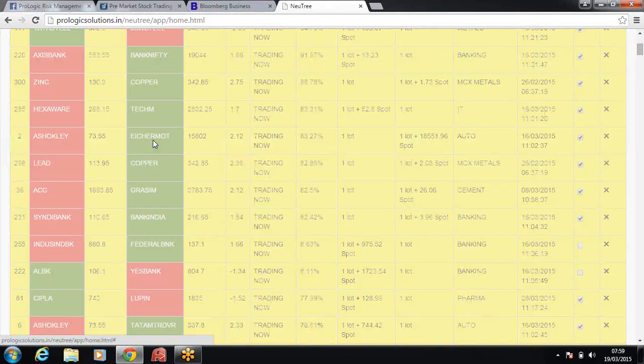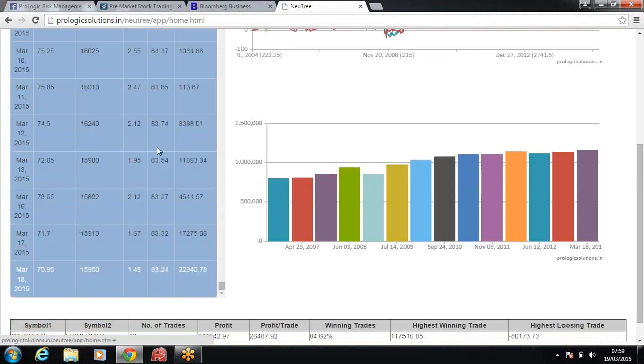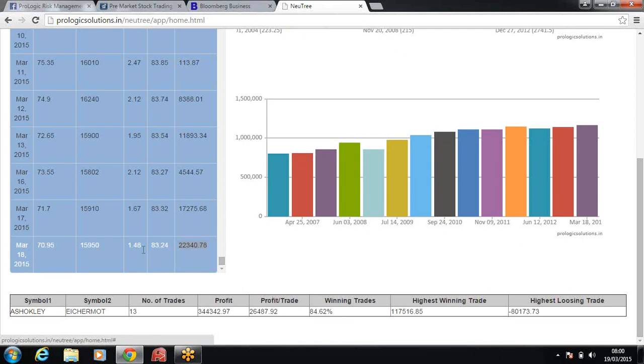So Ashok Leyland and EM, this particular trade is running. Yes, day before yesterday, I think I posted this video. I think you can cross-check these figures. I have already posted day before yesterday's prices yesterday at 8 o'clock in the morning. So day before yesterday, the profit was 17,000 rupees, and yesterday it closed at 22,000 rupees. So you can see that the trade is in progress. 1.48 is the Z-score.